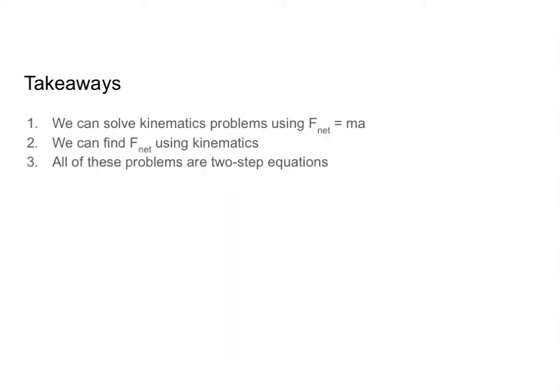So moving forward, I do want to wrap this up with takeaways since it's been a very long example video. Takeaways: we can solve kinematics problems using F equals ma. We can find F net using kinematics. And all these problems are 2-step equations. So you have to follow that flowchart and either start with SUVA and then find a and then use that to solve an F equals ma problem, or you need to use your F equals ma to find your acceleration and then solve a SUVA problem.